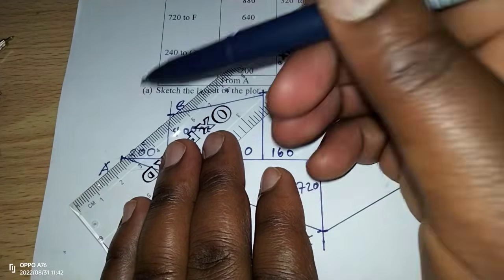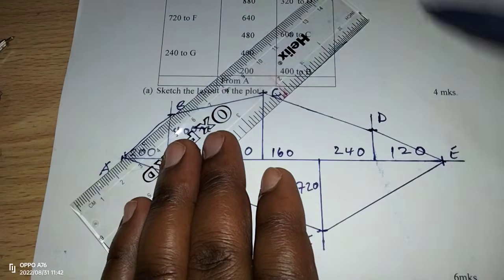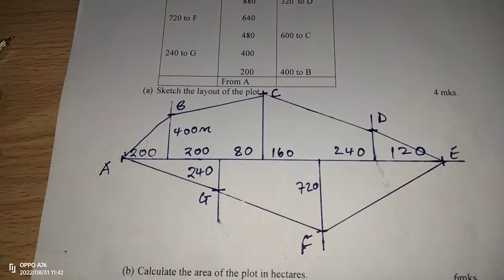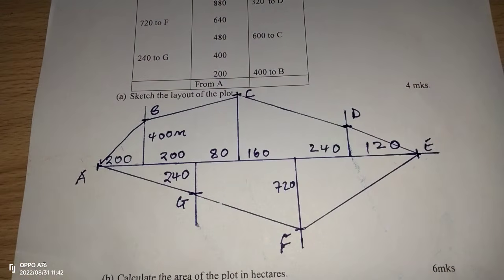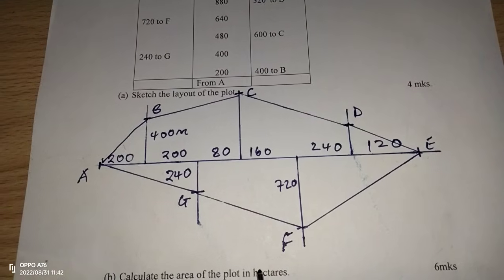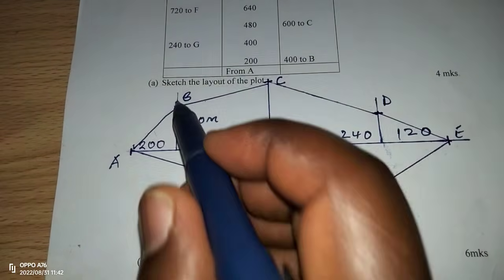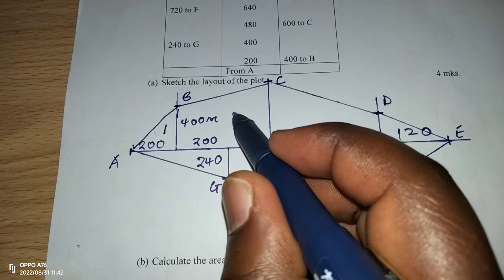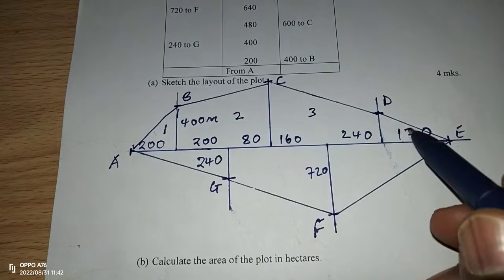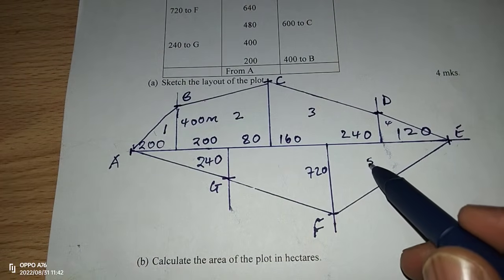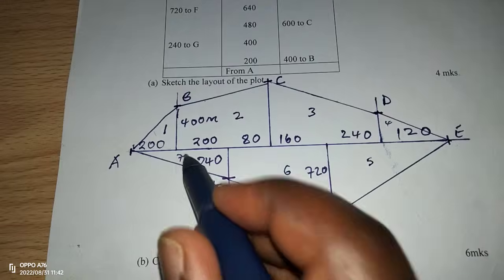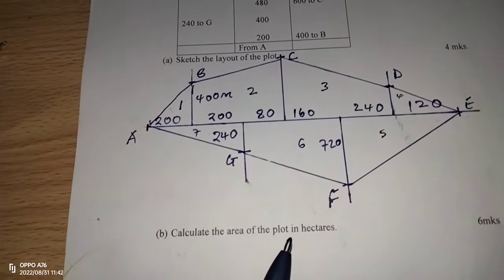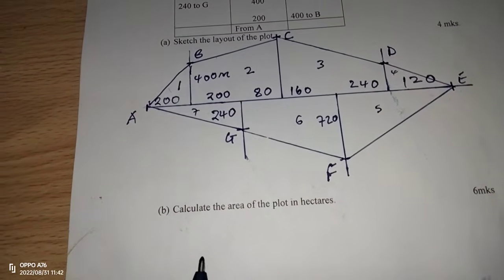Therefore, when we connect all the offsets like that, we come up with a sketch of the map. A sketch of the map, which means now we can get the area, owing to the fact that the different shapes can now predict the area of the shape in this map. So we got 1, 2, 3, 4, 5, 6, 7 shapes. So we're going to find the area now according to the instructions.